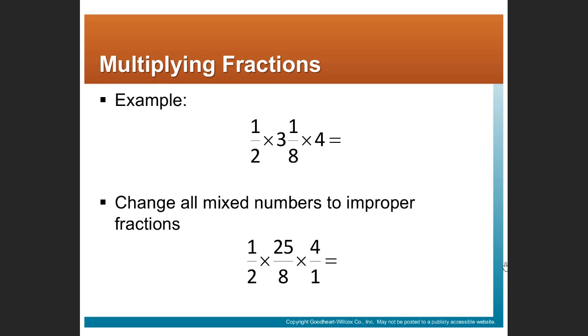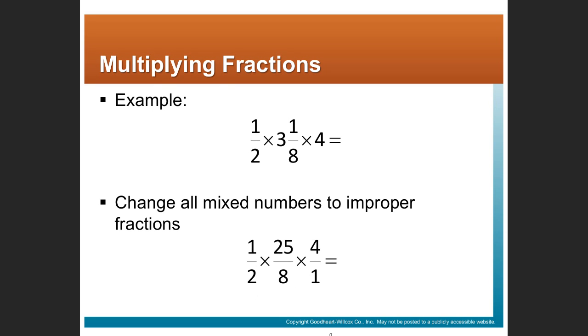So I want to first of all change everything to improper fractions. 3 1/8 is the same as 25/8, right? 3 times 8 is 24 and 1 is 25. And 4 is the same as 4/1. So I've changed everything to fractions, right? 1/2 is a proper fraction, numerator is smaller than the denominator. 25/8 is an improper fraction. 4/1 is an improper fraction.